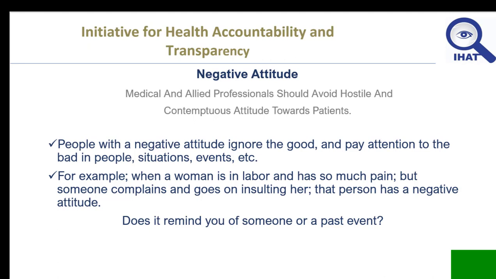That person has a negative attitude, forgetting that the family is expecting a baby. Does it remind you of someone or a past event?